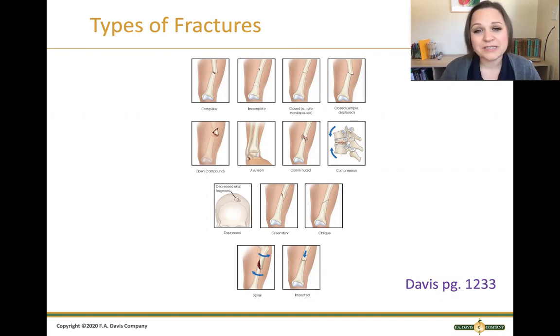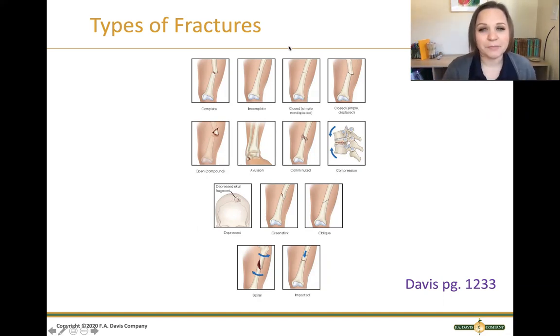A closed or simple non-displaced fracture shows that there is a complete break, but the pieces still match up like a puzzle. And then a closed, simple displaced fracture is when those pieces no longer match up like a puzzle, and they're going to need some kind of intervention to bring them back together. Now, an open fracture, also known as a compound fracture, is when the sharp end of that fractured bone actually punctures through the skin. And so you'll see an open wound with the fractured bone.